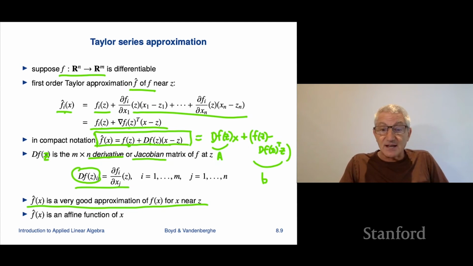Okay, so this is a giant source of affine functions. It's simply, you do a first order Taylor series expansion of your function, and that's going to give you an affine function.